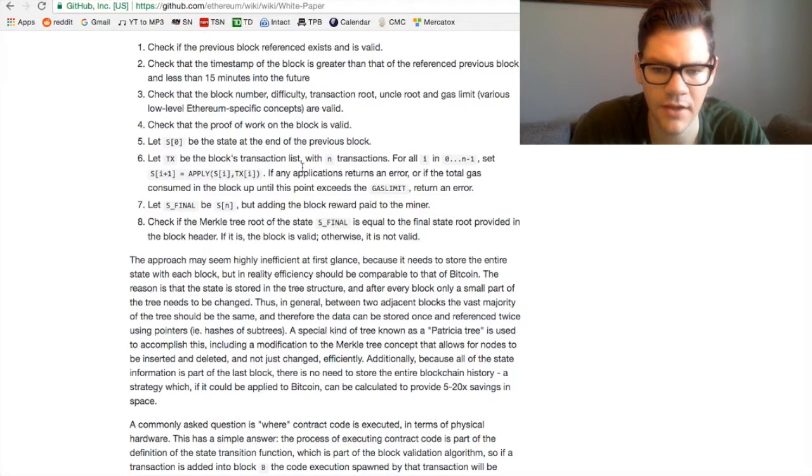Additionally, because all of the state information is part of the last block, there is no need to store the entire blockchain history, a strategy which, if it could be applied to Bitcoin, can be calculated to provide 5 to 20 times savings in space.